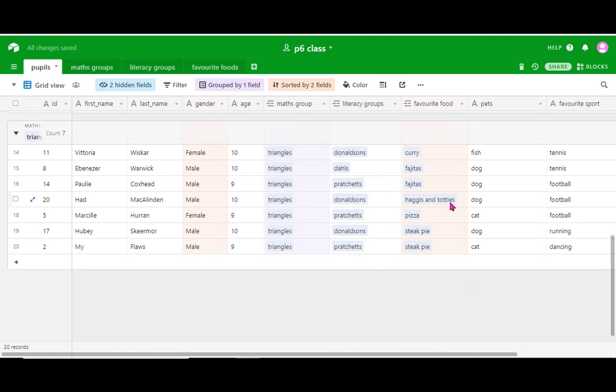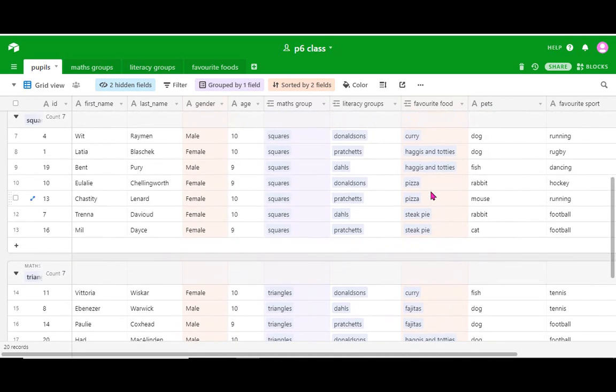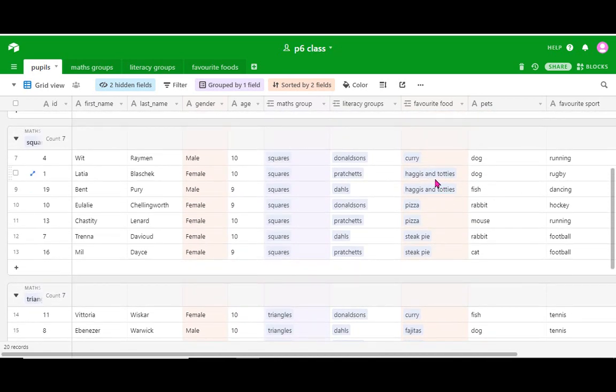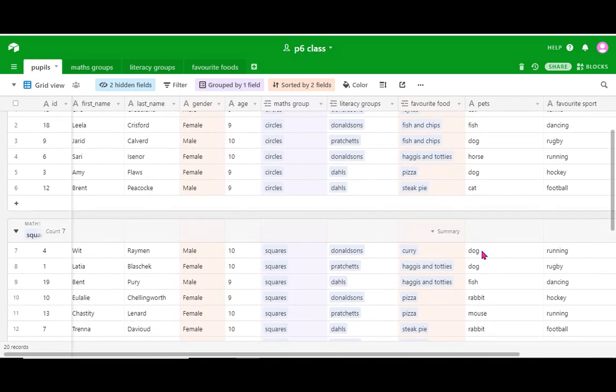So I could then ask it, after they've sorted by food, to then sort within food by their gender. So once it's picked for heaters, it's going to be male, male, steak pie, male, male, and depending on here for haggis and totties, for example, I've got female, male, so it's going to sort by gender after it's sorted by favourite food. So there's lots of different sorts, groupings and filters that I can apply on that.